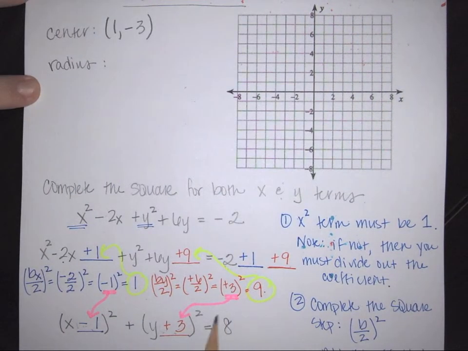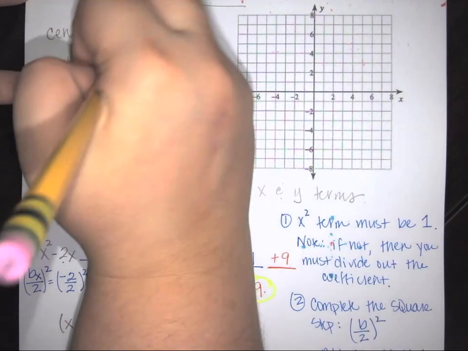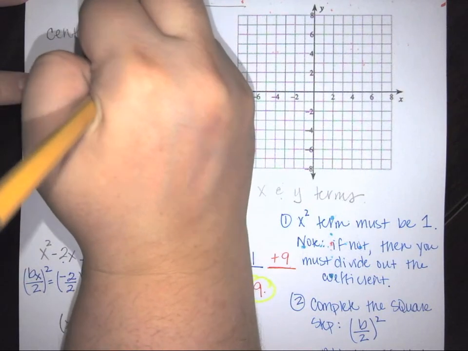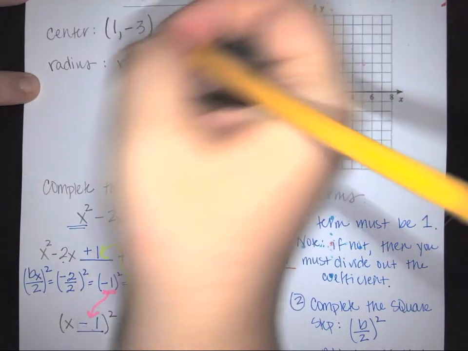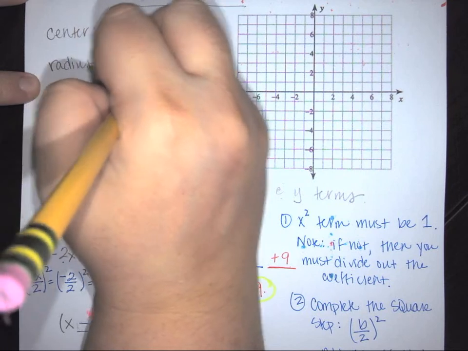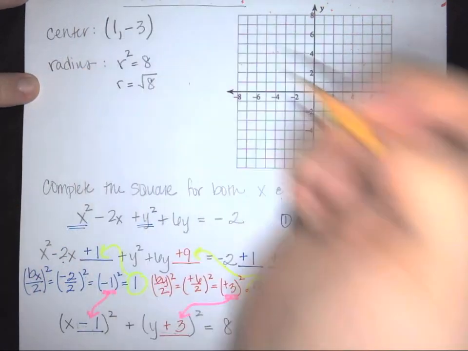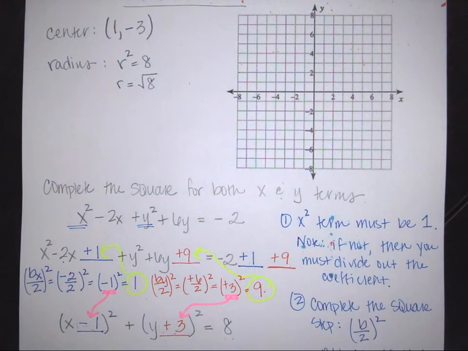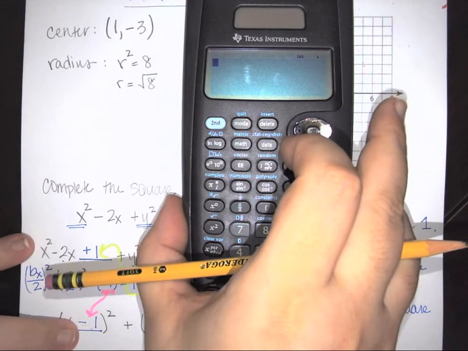We have to remember that this value here actually represents r squared. So my radius right now is going to be r squared equals 8. So r is going to be the square root of 8. Now, because we want to know roughly how many points to go out since we're graphing by hand, I would take my calculator.